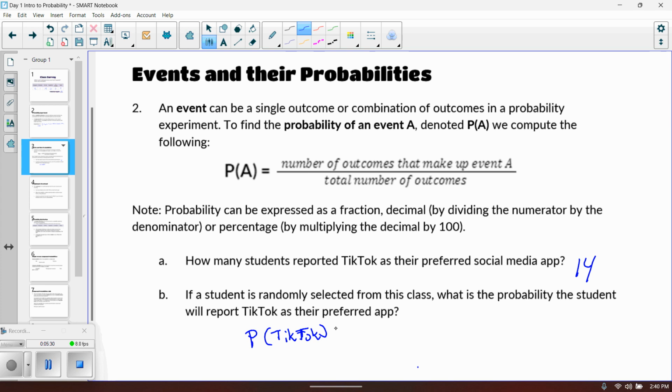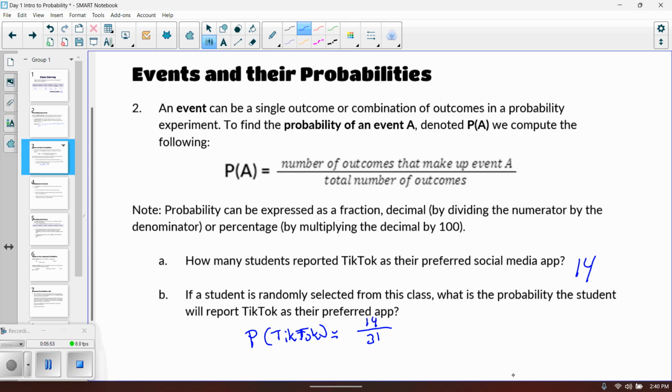The probability that we select a student that had TikTok is going to be however many students selected TikTok, which is 14, divided by the total number of people in the survey, which in our case was 31. Okay, and there is no need to reduce anything. Now that doesn't reduce anyway, but there's no need to reduce that. It actually helps not to.